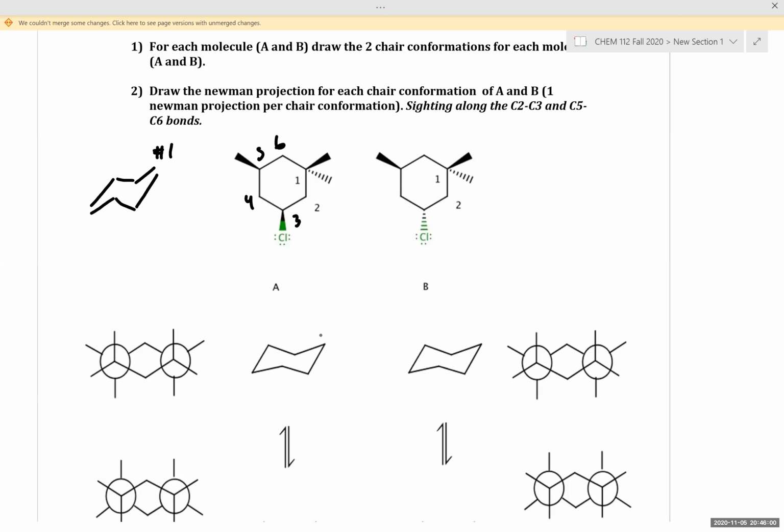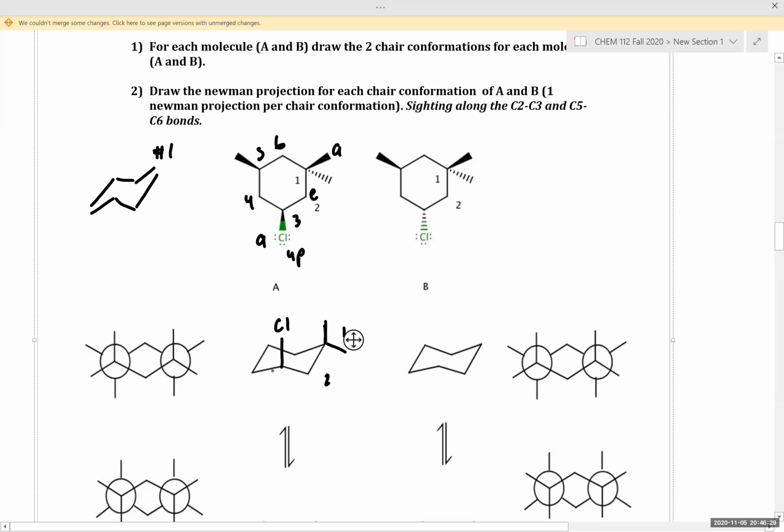Okay, so at carbon 1, I have two methyls, one up, one down. Carbon 2 doesn't have anything. Carbon 3 has a chloride that's pointing up. The wedge tells us it's pointing up. You can also use the axial equatorial method, but I just like to use up down, it's easier. So we draw out our chloride and our hydrogen. Carbon 5 has a methyl group that's pointing up and a hydrogen that's pointing down.